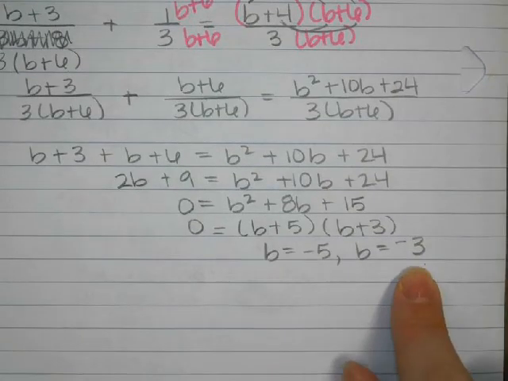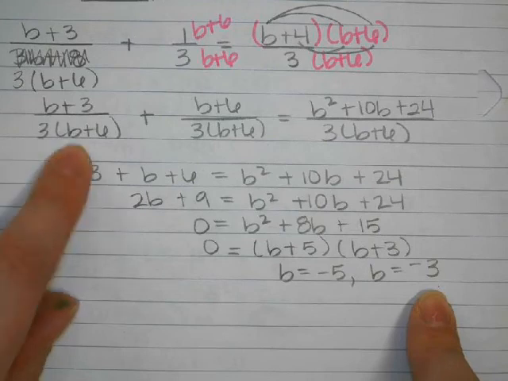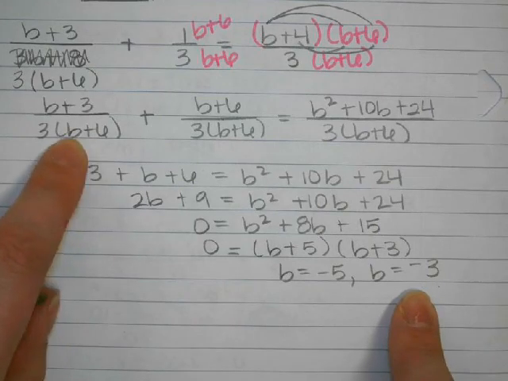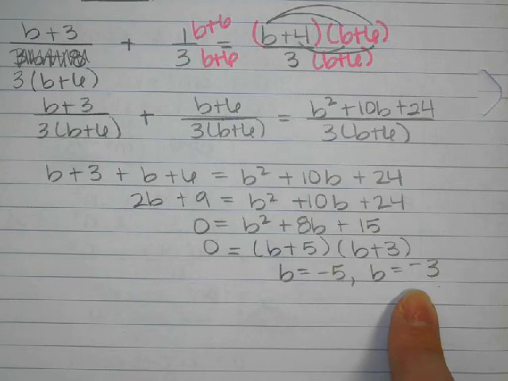And I just want to double check that those are okay. -5 plus 6 is not 0. -3 plus 6 is not 0. So that means we're good.